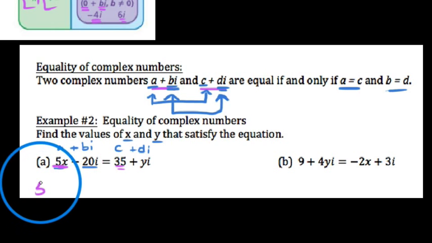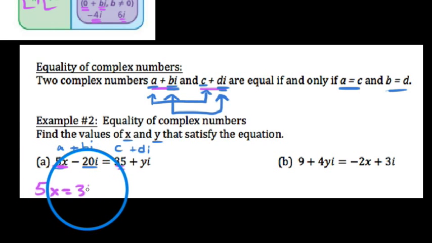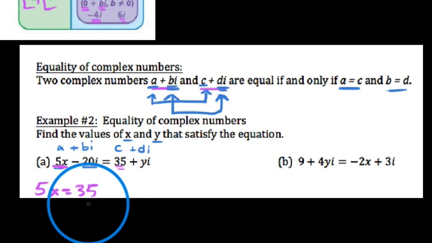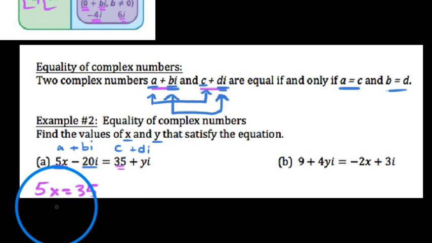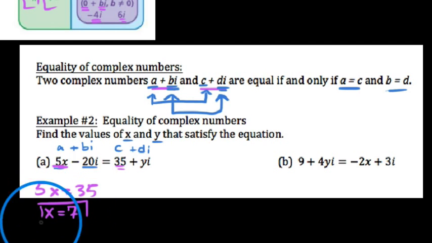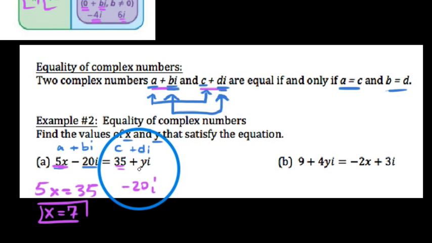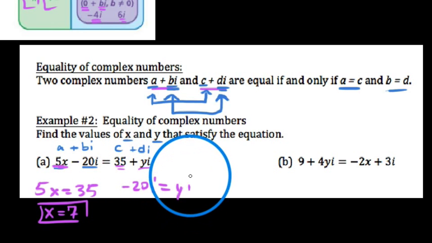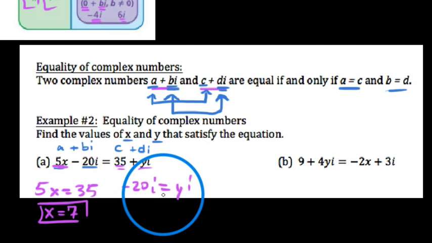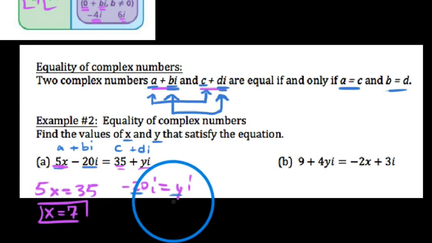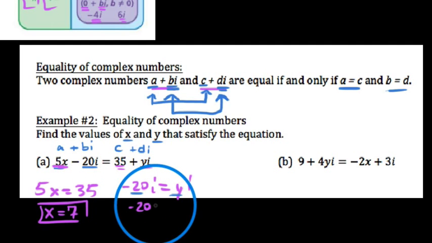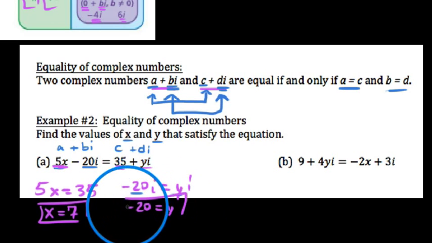And so solving this, the first thing I'm going to do is equate them. Whatever the 5x is, it's got to be equal to 35 if these two complex numbers are equal. So dividing both sides by 5, we end up with x is equal to 7. And then furthermore, the negative 20i would have to be equal to the yi part. So we could conclude that negative 20 is equal to y, and there's really no solving we need to do here.